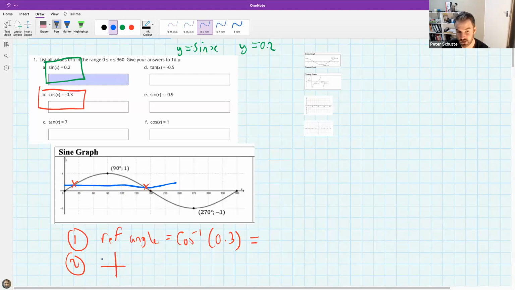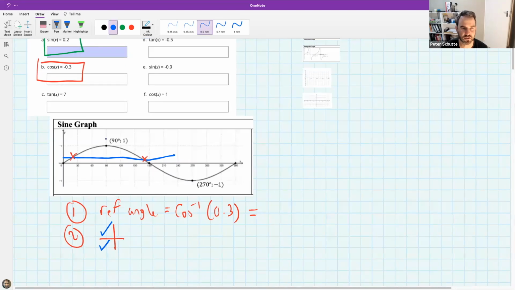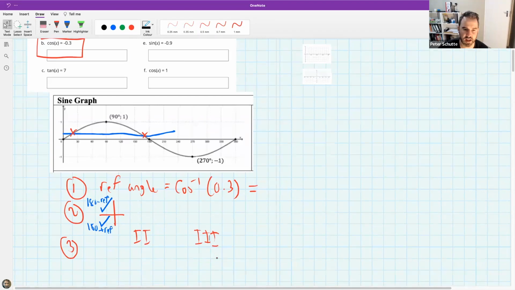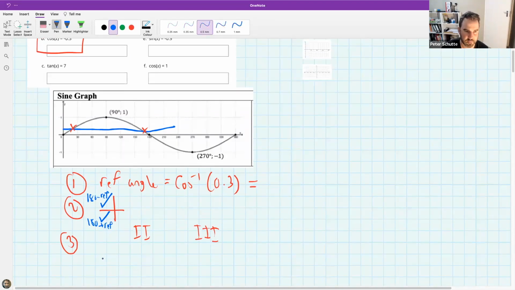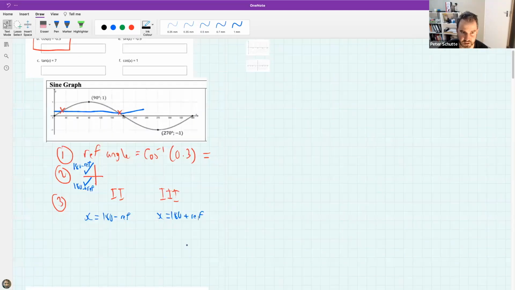It's in quadrant 2 and quadrant 3 that cos is negative, which means the answers to this original trig equation, if they are in this quadrant, they would be 180 minus the reference angle, and in this quadrant, 180 plus the reference angle. And so what I do as my 3rd step is I write down the quadrant names as Roman numerals, and then I just work out whatever the answer would be. So in this case, x would be 180 minus whatever the reference angle is, and then x would be 180 plus the reference angle. Now, if you didn't see the last lesson, that would have felt very, very quick.